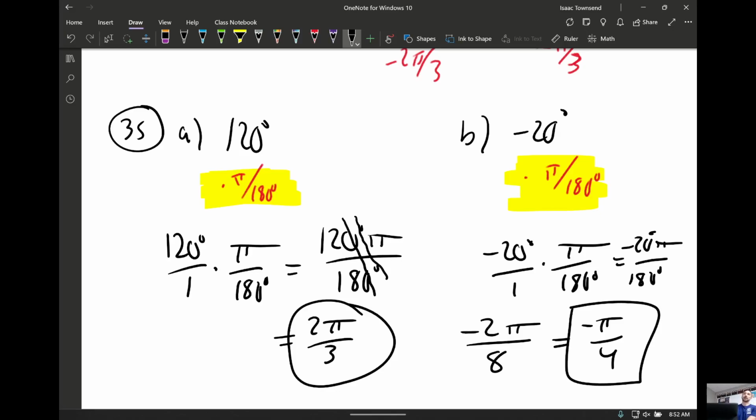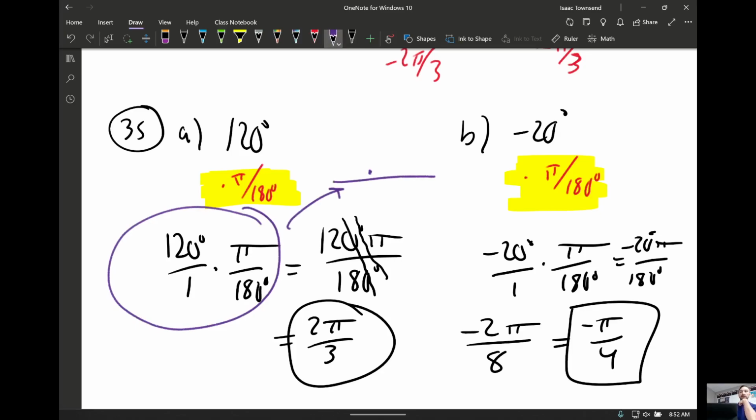Now, we do have to be cautious of the directions here. If the direction said round to 3 decimal places, I would have expected you to throw all this in your calculator and tell me something, something, dot, dot, dot, something. I can be more specific than that. I would expect you to say, for this one, 2.094 radians. But the book said not to round to 3 decimal places. That's why I didn't do that. It said leave your answer in terms of pi. So I just left pi in my answer. I didn't multiply it in.